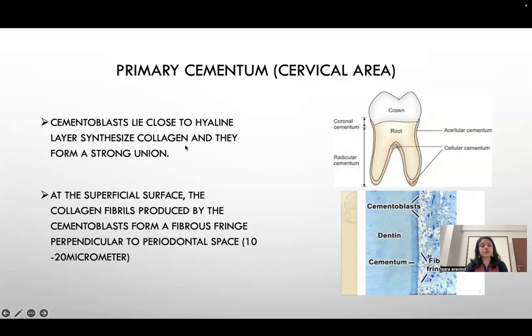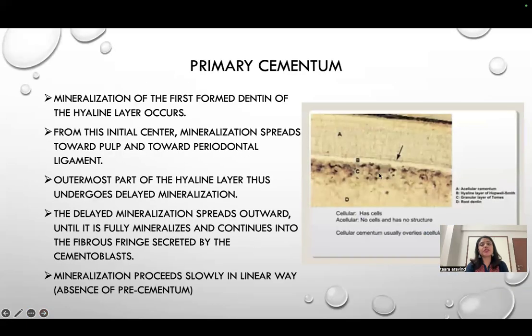So the cementoblasts start secreting collagen fibers onto the hyaline layer and form a strong union with the radicular dentin on the inside, and on the outside they form a fibrous fringe. Then the mineralization of the first formed dentin of the hyaline layer occurs. So once the organic matrix is laid down, the next process is mineralization of that organic matrix. The mineralization begins within the hyaline layer. That is the initial center of mineralization.